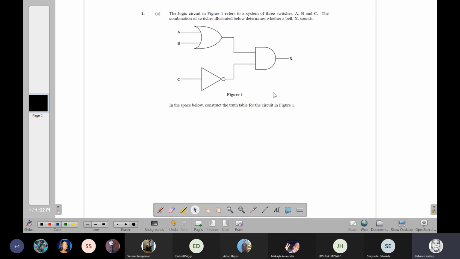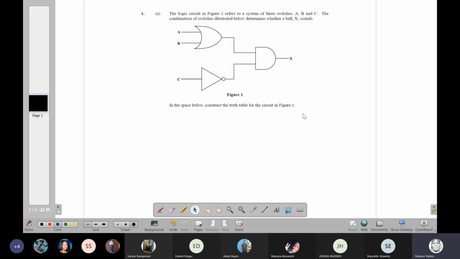The logic circuit in figure 1 refers to a system of 3 switches. A system of 3 switches, A, B, and C. The combination of switches illustrated below determines whether a bell X sounds. Right? We want to construct the truth table for the circuit in figure 1.